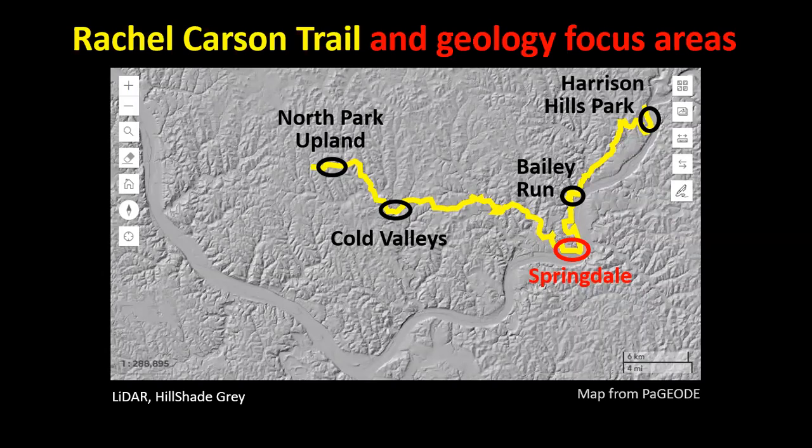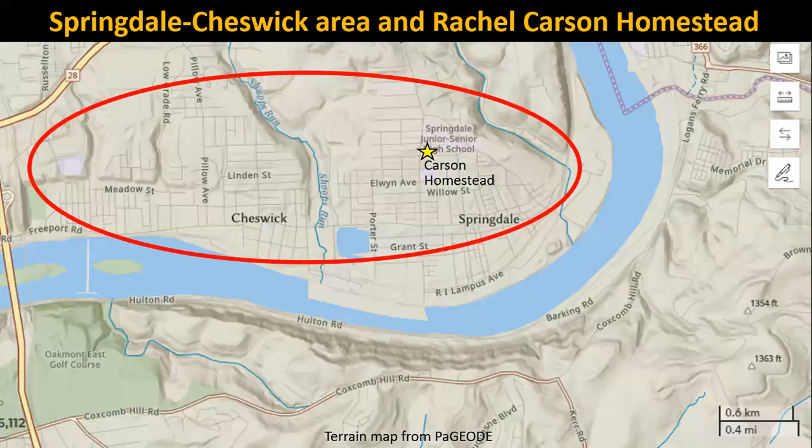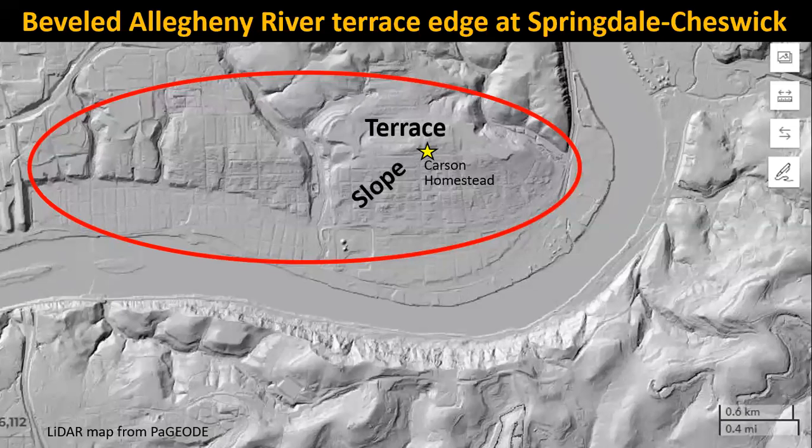Now let's move down to Springdale. There's the Rachel Carson homestead right along the trail, and it's in a really pretty neat spot in terms of the shape of the land. There's a long slope. The homestead is just at the top of that long slope, and above the homestead is a flatter area that's a Pleistocene river terrace.